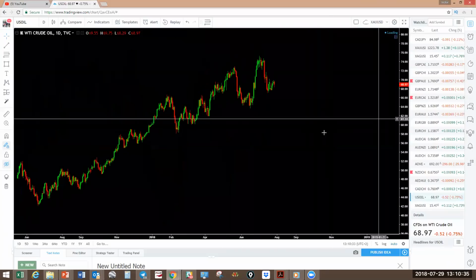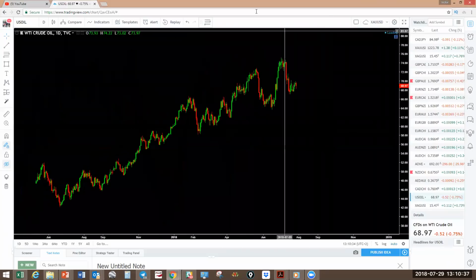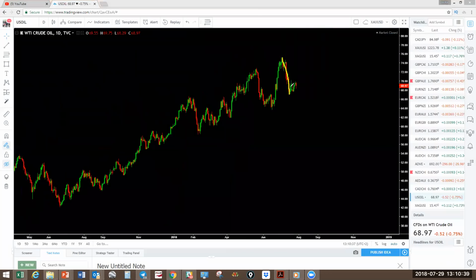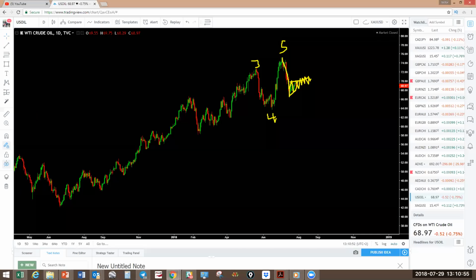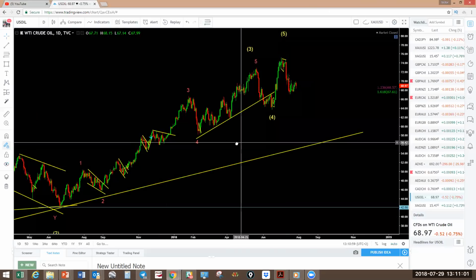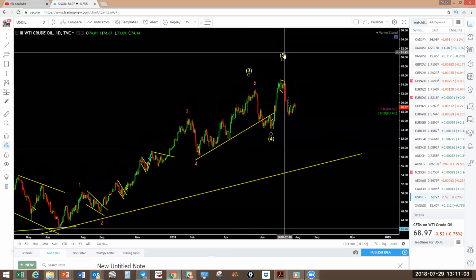So oil is busy correcting here. We had a passing move to the downside, 1, 2, 3, so we are busy correcting here. Let's go and look into the lower time frame. If you remember, this was our wave 4, and this was our 5. This was our 3, 4, 5. Okay, let me see if I can show the labeling here.